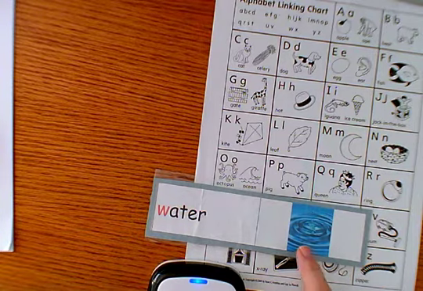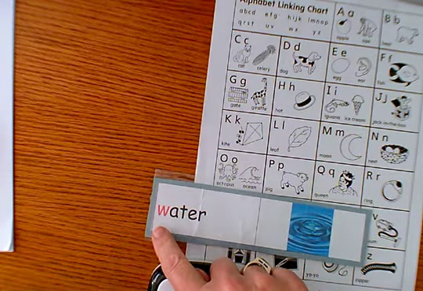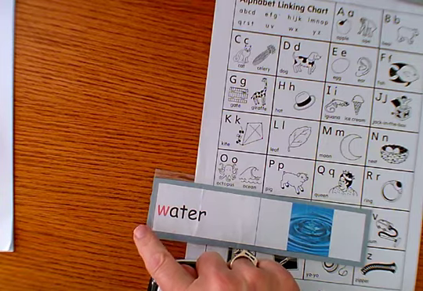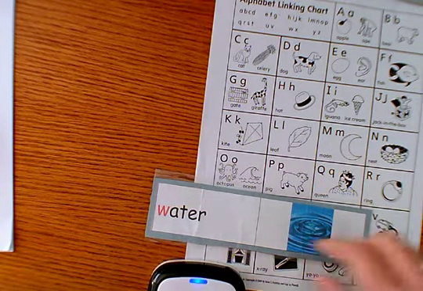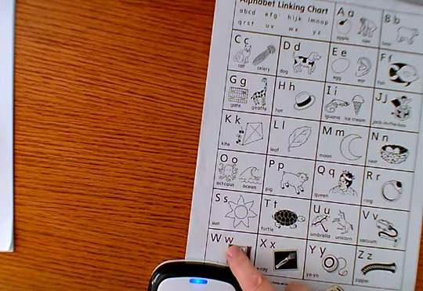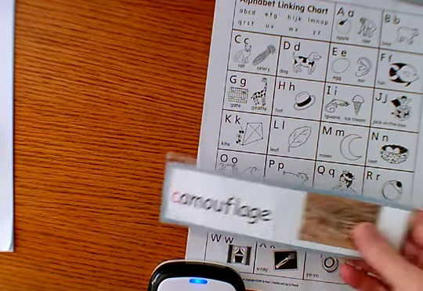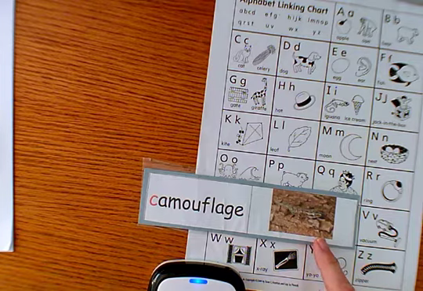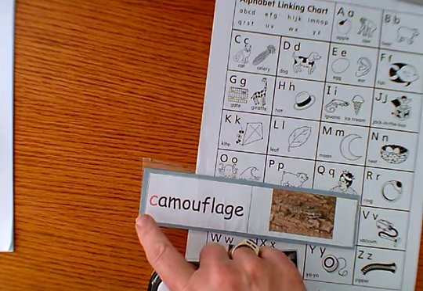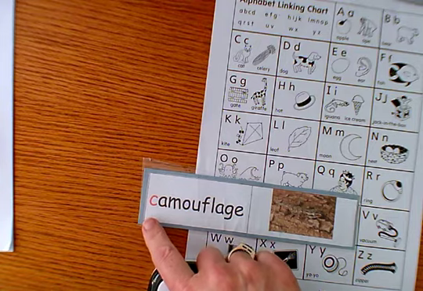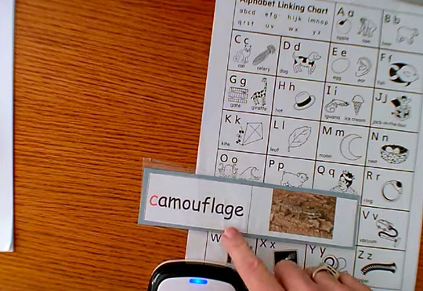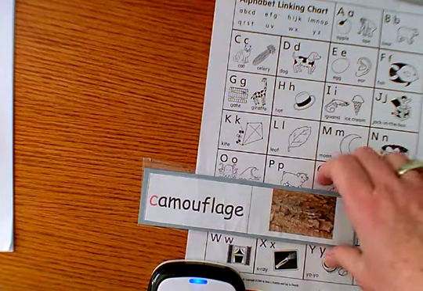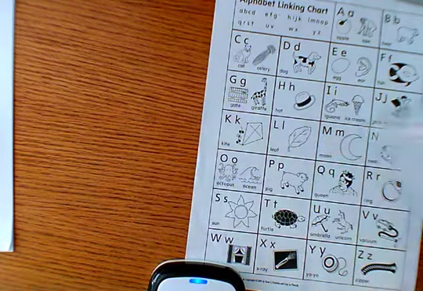This is a picture of water. W. This is a picture of an animal that is camouflaging. When they camouflage, they hide their body with their surroundings. Camouflage begins with C.